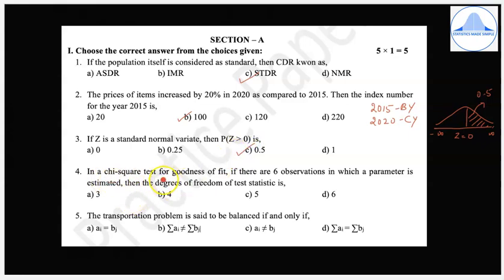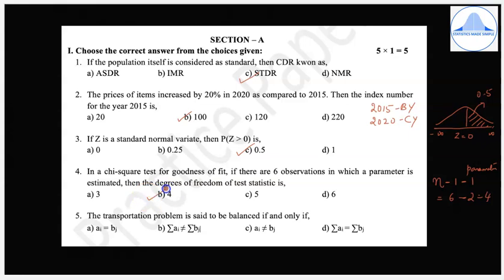In a chi-square test for goodness of fit, if there are 6 observations in which a parameter is estimated, then the degrees of freedom of the test statistic is 3, 4, 5 and 6. So for goodness of fit test, we know that the degrees of freedom is n minus 1, and because the parameter is estimated, you have to subtract 1 more. So this is for the parameter. The exact degrees of freedom is n minus 2. So 6 minus 2 is equal to 4.